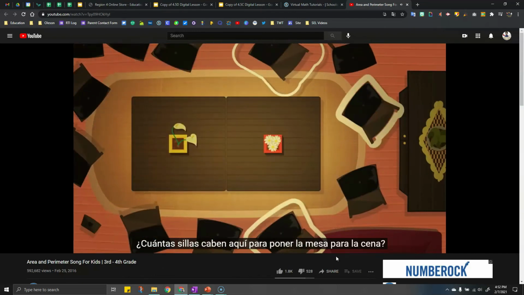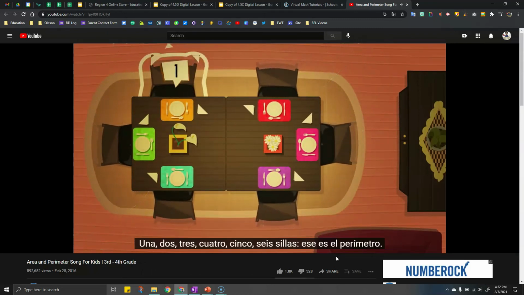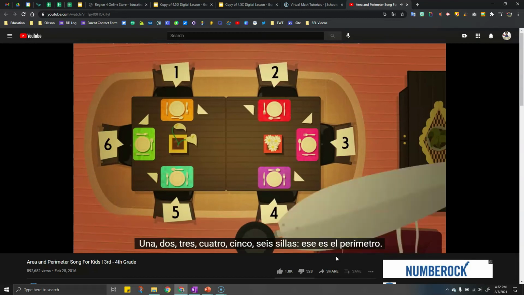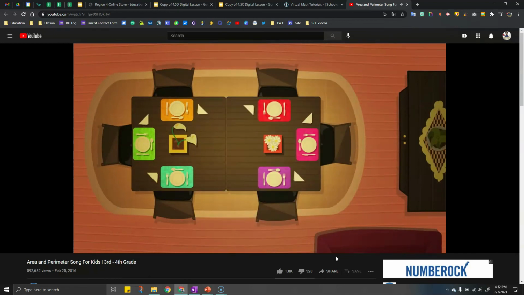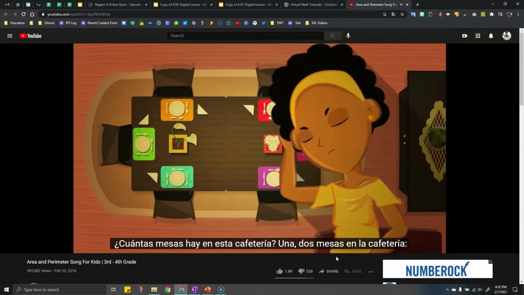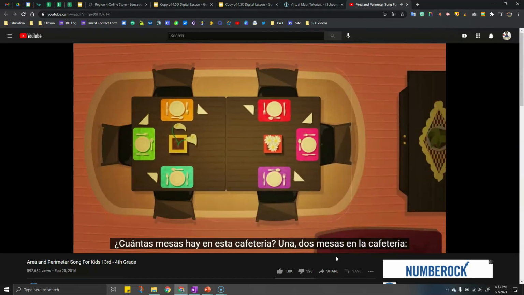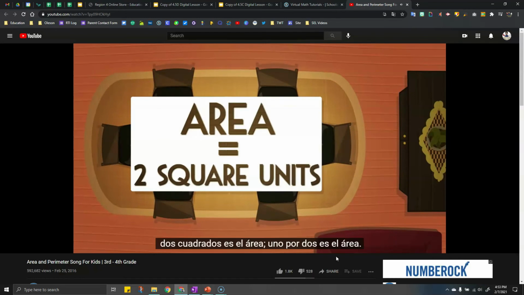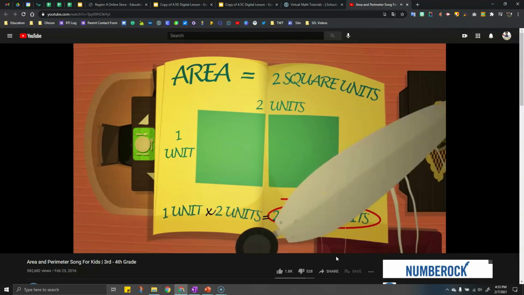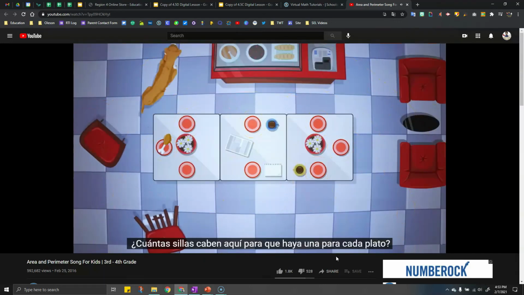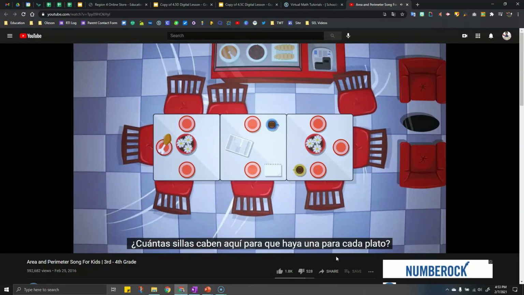How many chairs can we fit here to set the table for dinner? 1, 2, 3, 4, 5, 6 chairs. That's the perimeter. How many tables are there in this cafeteria? 1, 2 tables in the cafeteria. 2 squares is the area. 1 times 2 is the area. How many chairs can we fit here? So there's one for every plate.